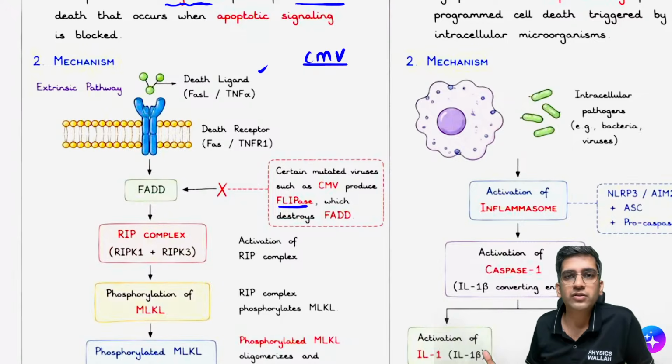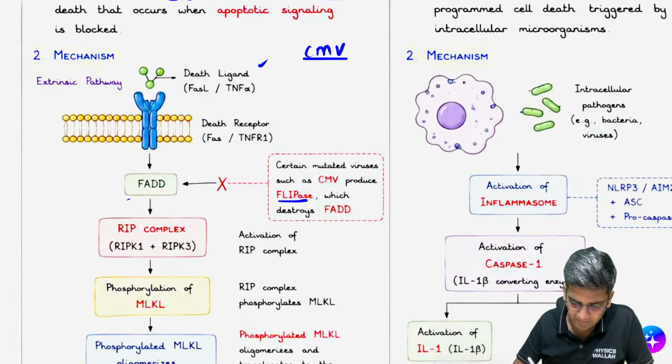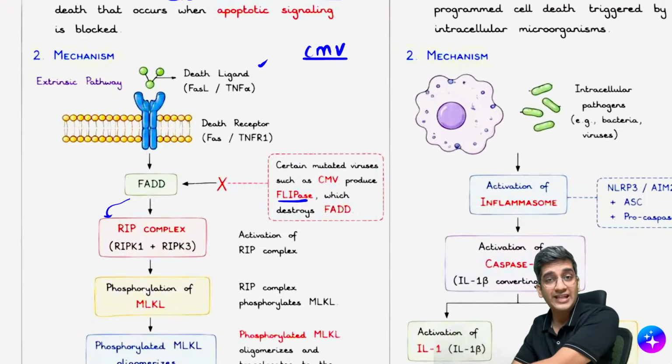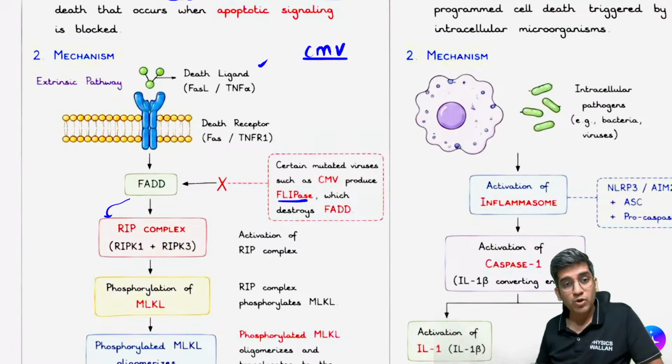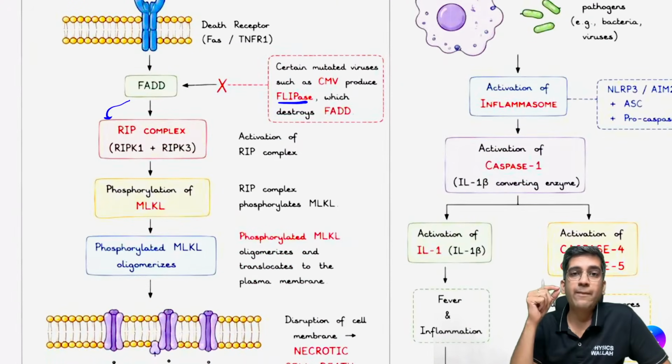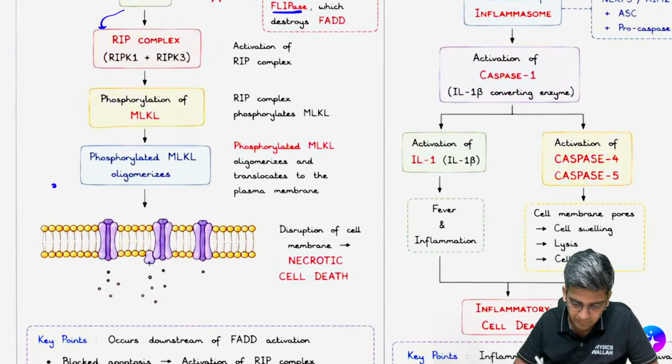My body is not stupid. When the virus mutated, my body reacted to it. So what my body did was, let me create a different complex. From FADD, instead of activating caspase, we activated the RIP complex. The RIP complex activated a phosphorylated MLKL. MLKL is an oligomer, right? Multiple MLKL, it's a protein like this.